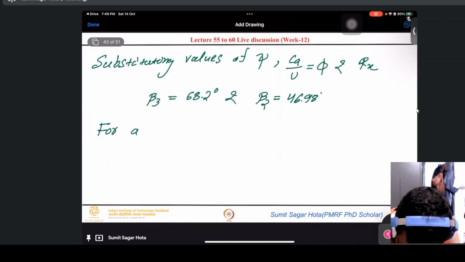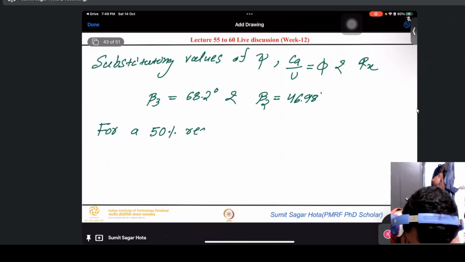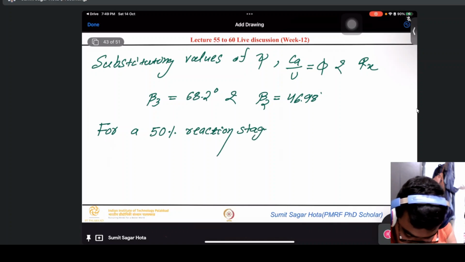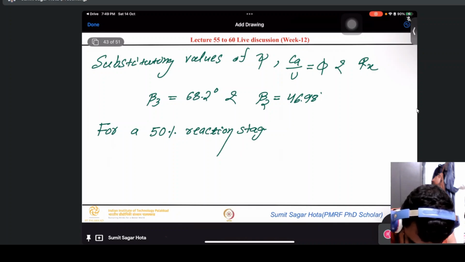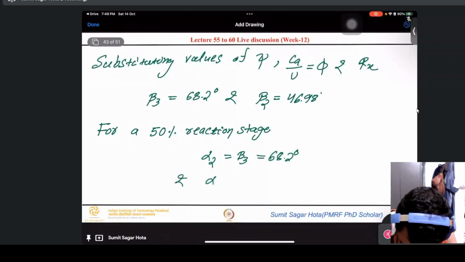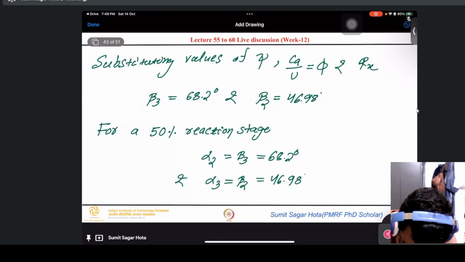For a 50% reaction stage, alpha 2 is equal to beta 3, equal to 68.2 degree, and alpha 3 is equal to beta 2, 46.98 degree.